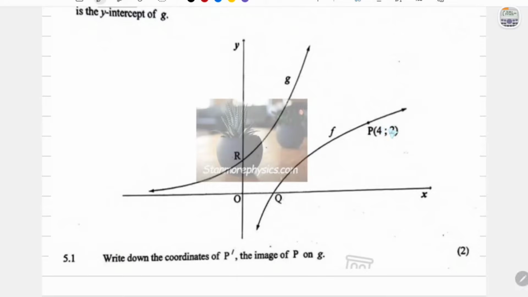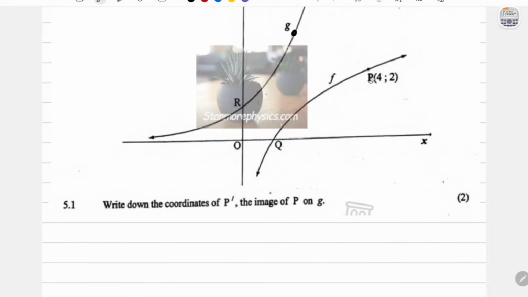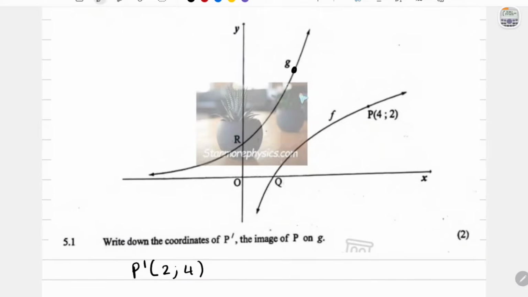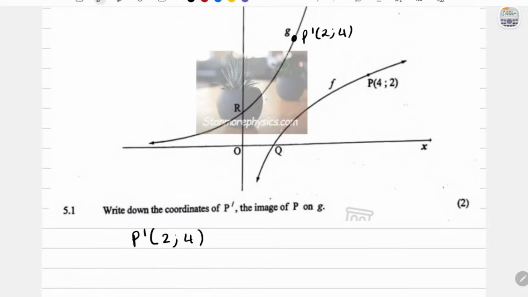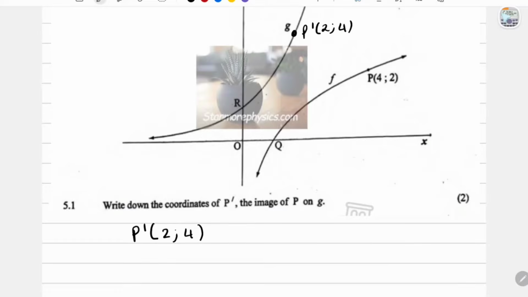Okay, so to find the image of P on this graph, you would just swap your x and y values because it's the inverse. That's what happens with inverse functions. So P prime would actually be 2 and 4, and that will be your coordinate that you have here. So P prime is 2 and 4. Okay, moving on to the next question.